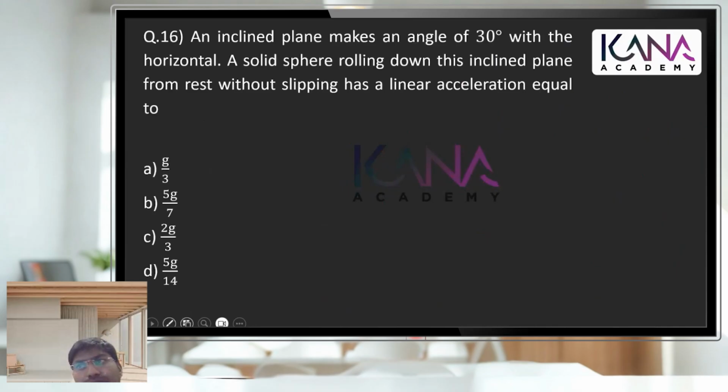Okay, next question. Yeah, so there is an incline of 30 degrees with a solid sphere rolling without slipping. Find the linear acceleration. So linear acceleration is a = g sine theta.